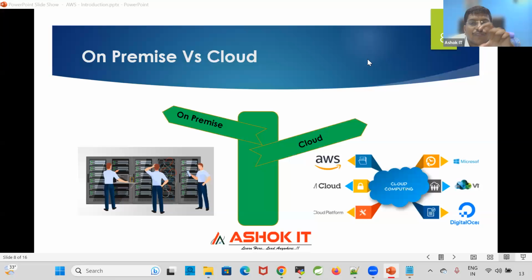Whatever the IT infrastructure that is required for your company, you can take everything for rent from the cloud. That is called cloud computing. So nowadays in companies, we are using cloud infrastructure. Why? Because you need not purchase anything. You need not maintain anything. Everything will be taken care of by the cloud provider.